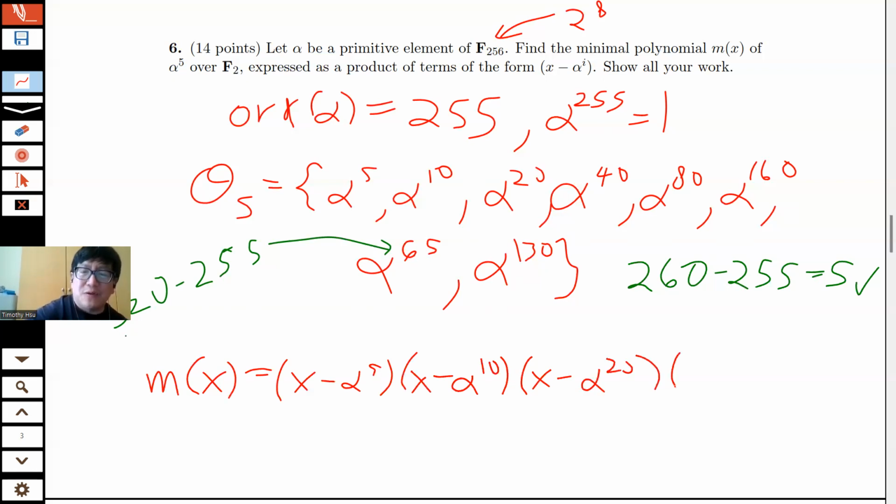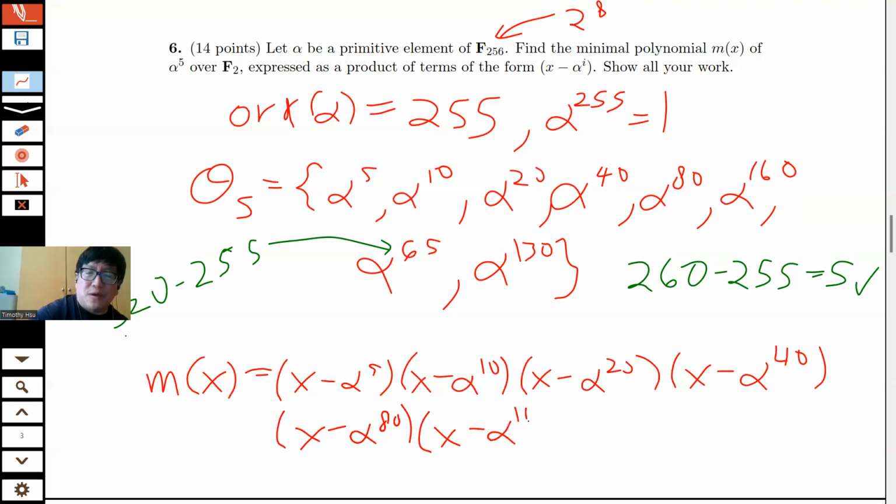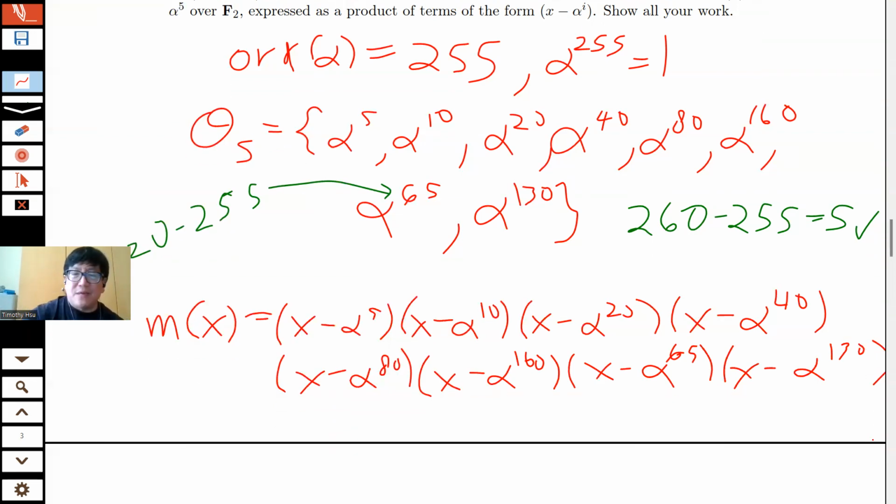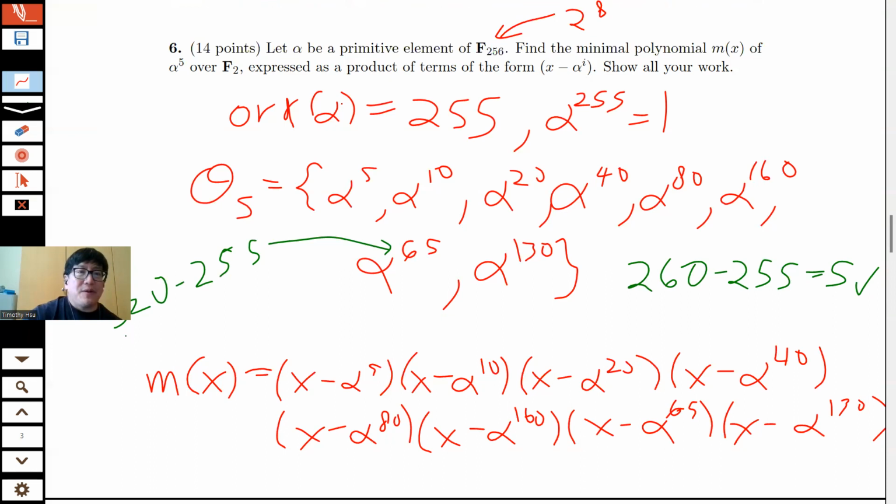I'm sure many of you at this juncture are asking if you can just abbreviate this. I suppose if you abbreviated this in some way that made it clear what you were doing, I'd probably let it go. But on the other hand, why bother to abbreviate? Because it takes more time to think about how to abbreviate it than it does to actually write it all out. Anyway, there it is. So there's m of x. So yeah, that's how you find the minimal polynomial.